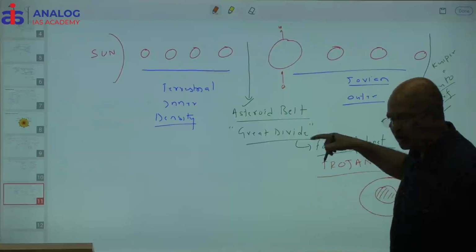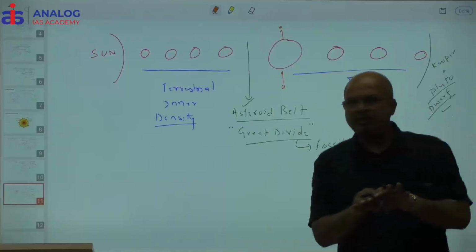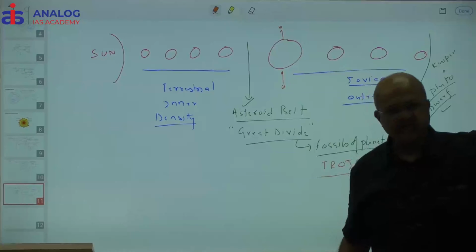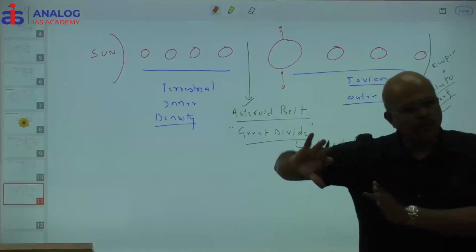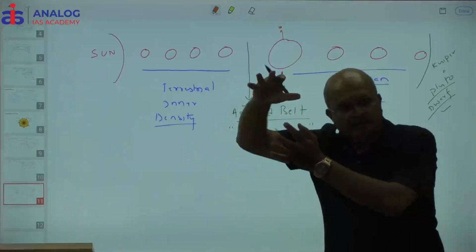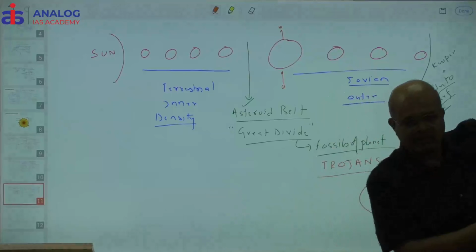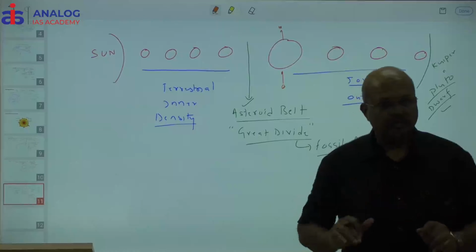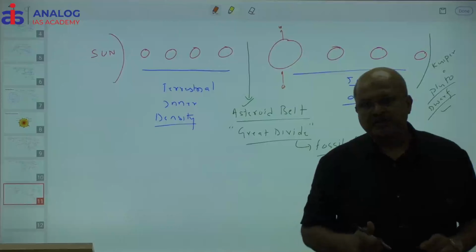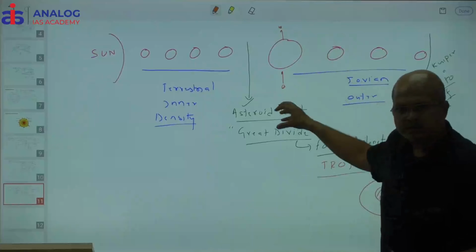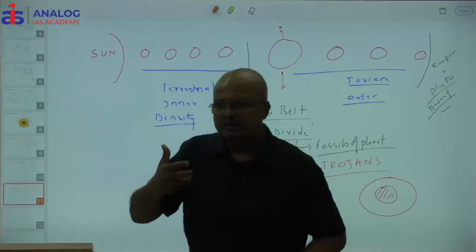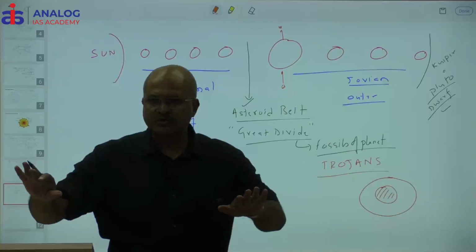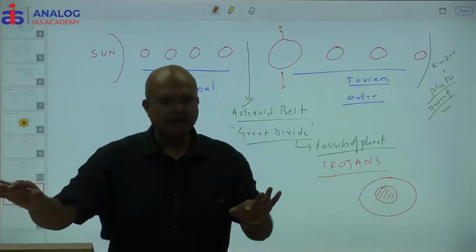So Trojans are also asteroids. But how are they different from other asteroids? Asteroids move in their own separate belt. But some asteroids move along with the planet in the planetary path around the Sun, and they do not collide with the planet. Since they do not collide with the planet, it means they are like parking slots. They are balanced, parking slots.